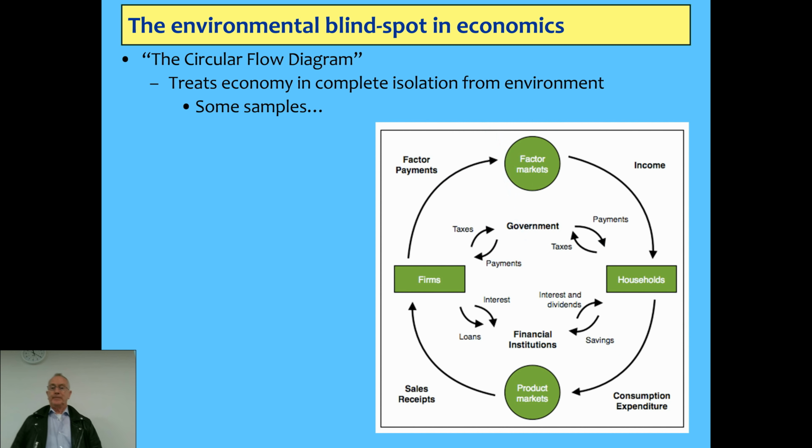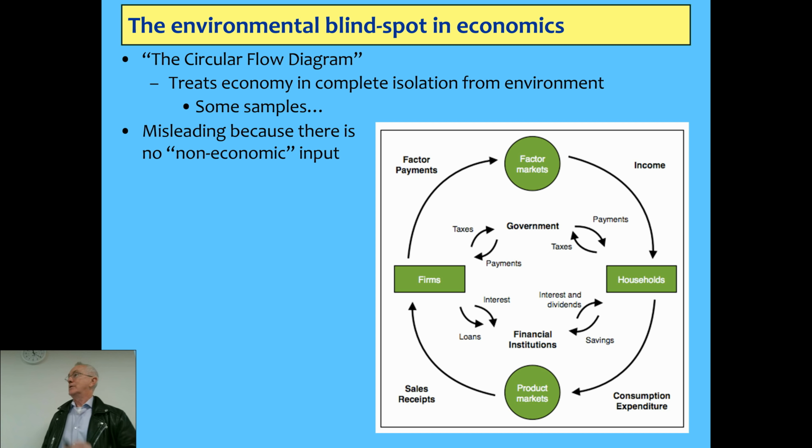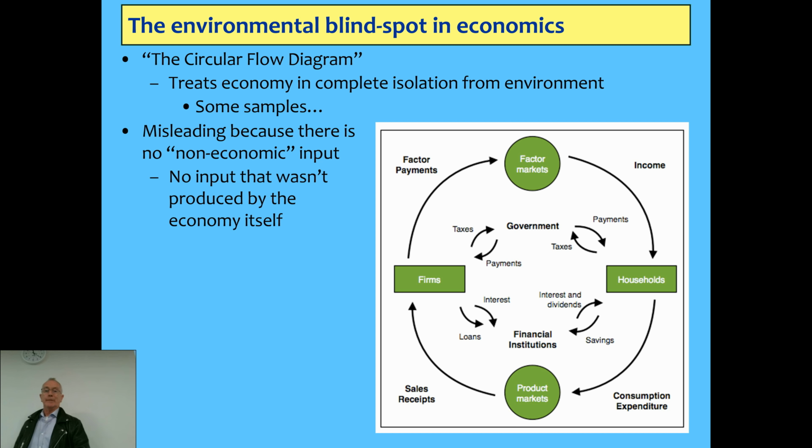Here's another one. This has factor payments, or firms making payments to what they call factors, which are going to be both labour and capital, going to households who then consume, and there's sales receipts. They've got government inside here and financial institutions and so on. But there's no mention of the environment again. So you get trained, even though you're not conscious of it, to think you can think about the economy without thinking about the environment. Notice in both those diagrams, there's no input from outside the economy. Nothing that wasn't produced by the economy itself.